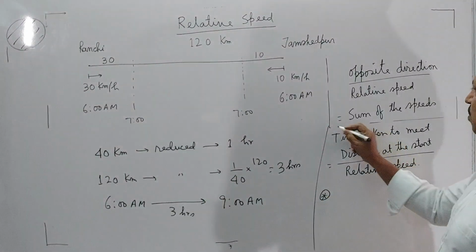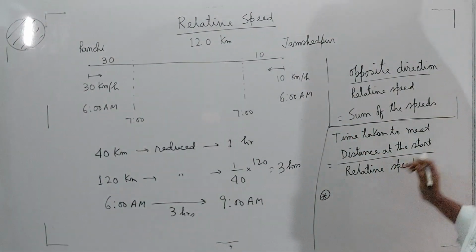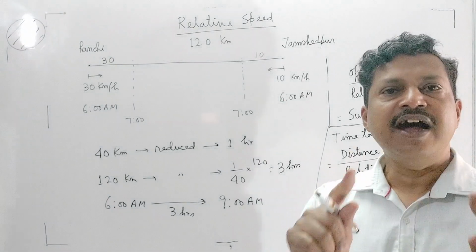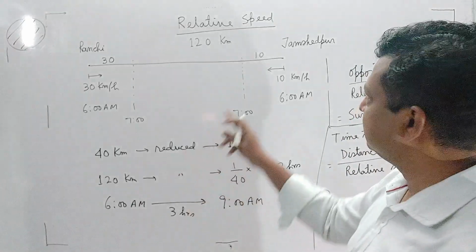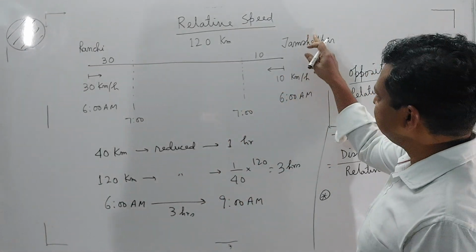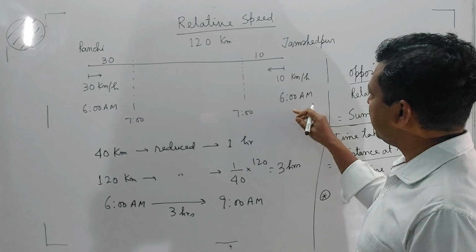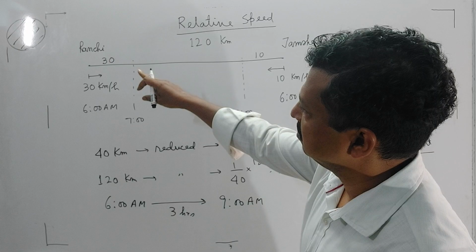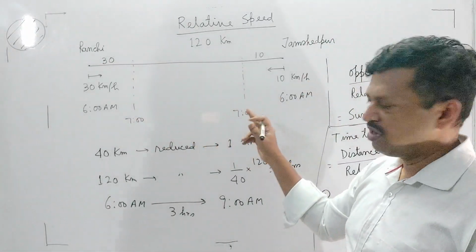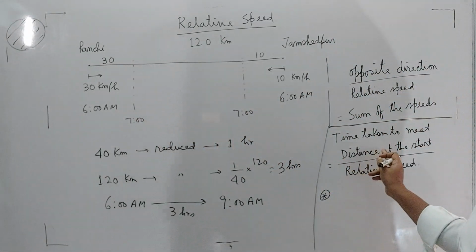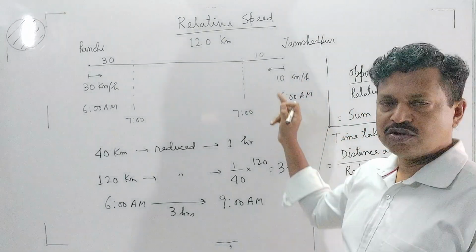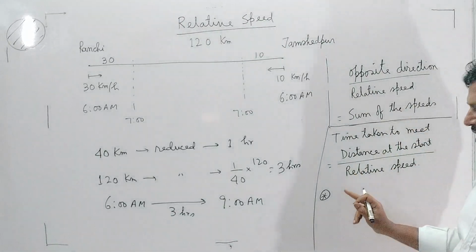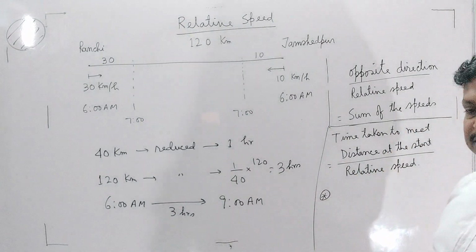What is the condition? This formula is applicable when the starting time is same. So here the starting time is same. The person from Jamshedpur started by his car at 6 a.m. and the person from Ranchi started at 6 a.m. The starting time is same, so I can use that formula. So it will be 120 kilometer divided by the relative speed. So please remember, this formula is applicable when the starting time is same.